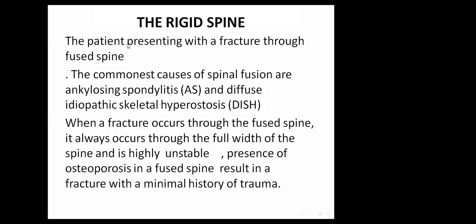Another type of fracture is rigid spine fracture. The patient presented with a fracture through a fused spine. The commonest causes of spinal fusion are ankylosing spondylitis and diffuse idiopathic skeletal hyperostosis. When fracture occurs through the fused spine, it always occurs through the full width of the spine and is highly unstable. Presence of osteoporosis in a fused spine results in fracture with minimal history of trauma.